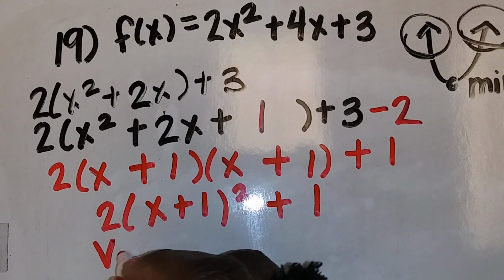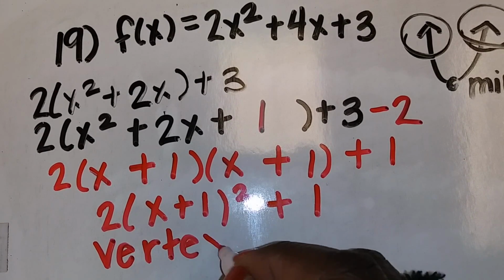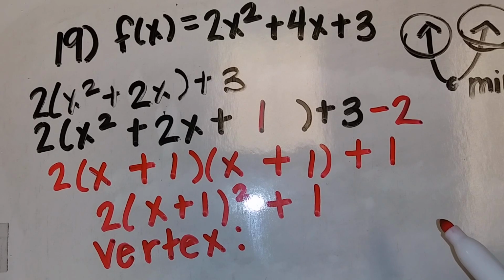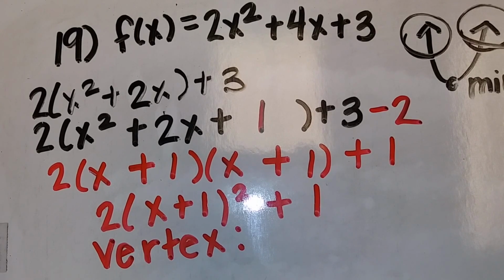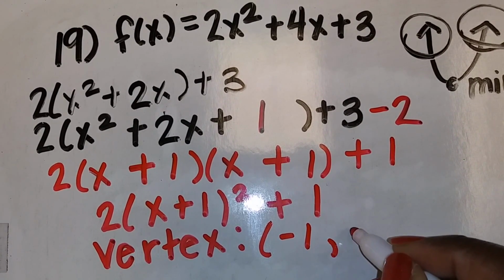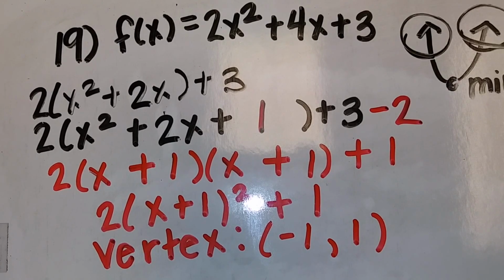My vertex is nothing but your translation of the graph. How did the graph translate? When we say the word translate, that means up, down, left, right. That's a translation. If I go left or right, I go opposite of the sign. If I go up and down, I follow the sign. In the parentheses, what does it tell me to do? It says I go opposite of the sign. So I'm going left 1. Plus 1, it says follow the sign. So I go up 1, and that's my vertex.